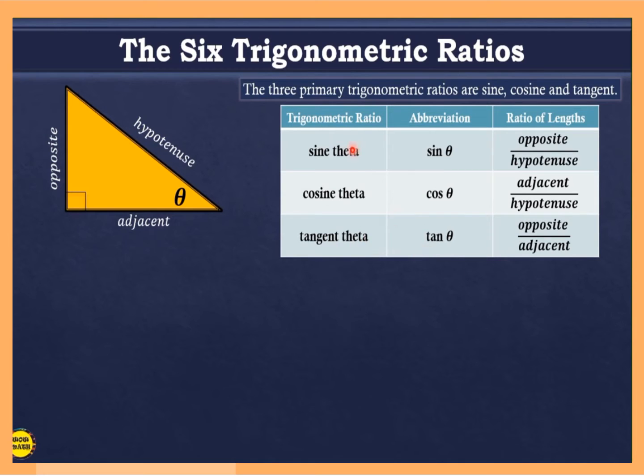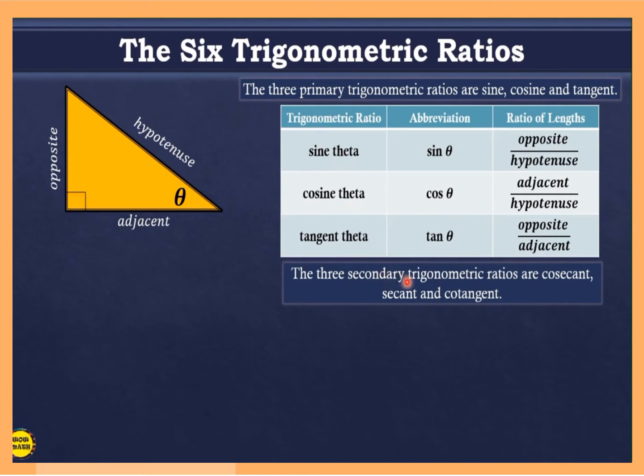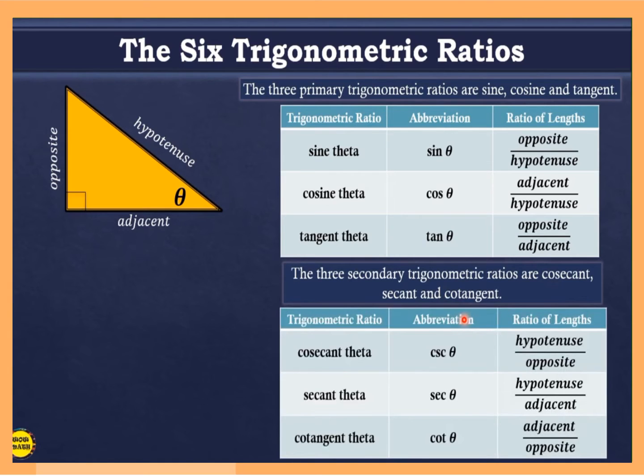Now, aside from these three primary trigonometric ratios, we also have its reciprocal. Okay? So, we also have its reciprocal. So, we have the secondary trigonometric ratios that are cosecant, secant, and cotangent. Okay? So, we have this table. So, for cosecant, this is the reciprocal of your sine. So, kung ang sine natin ay opposite over hypotenuse, then your cosecant will be hypotenuse over opposite. And then for your secant, this is the reciprocal of your cosine.